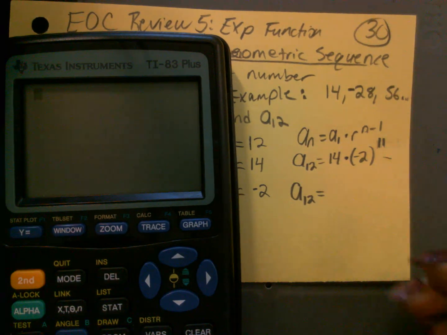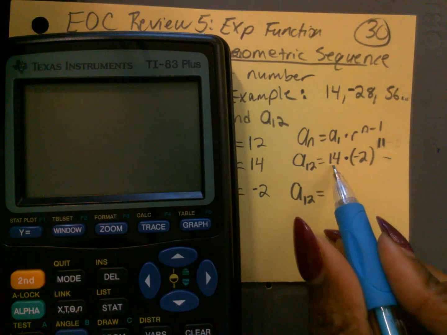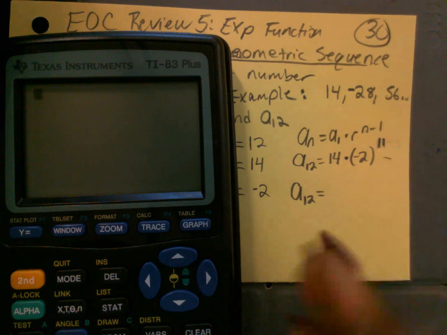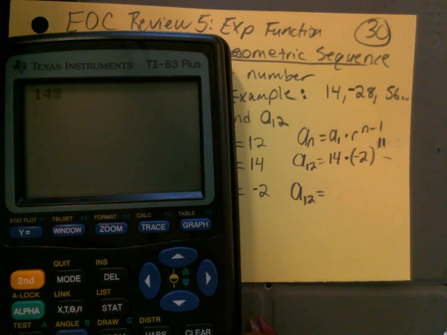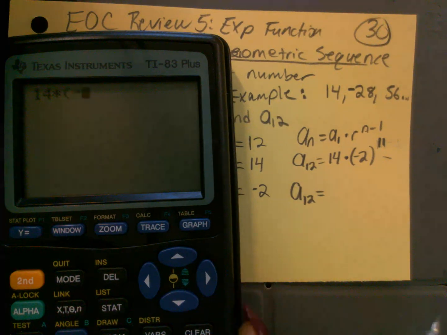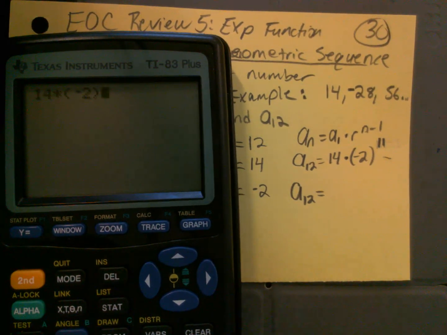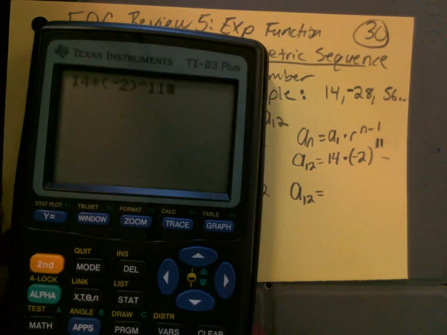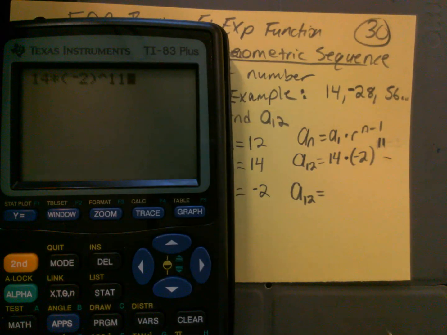All right, here we go. Let's type this in. 14 times -2 to the 11th power. 14 times, in parentheses, put -2, caret key 11. Please don't forget to type it in this way. James, sit up.